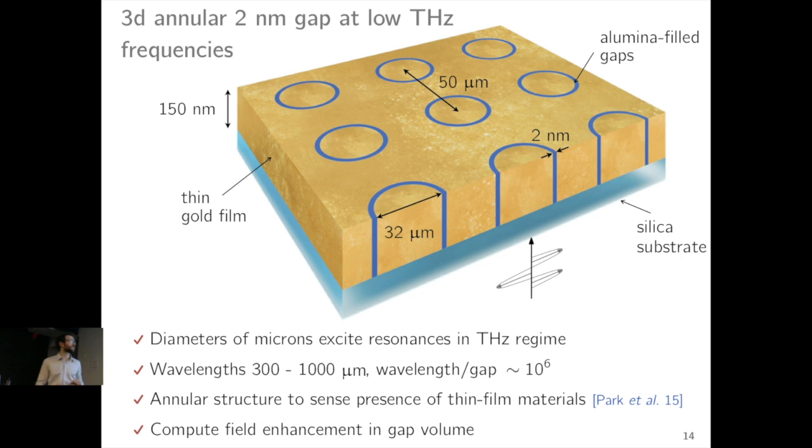the periodicity. For instance, we're going to be focusing in the low terahertz regime, where this structure was shown in this paper to act as a sensor to detect the presence of thin film materials as thin as 1 nanometer. So for the wavelengths that we're interested in, we have a mismatch between the wavelength and the gap of about 6 orders of magnitude. So you can imagine what the challenges are computationally here. And finally, the figure of merit that I'm going to be discussing is the field enhancement integrated along the gap volume of these rings.